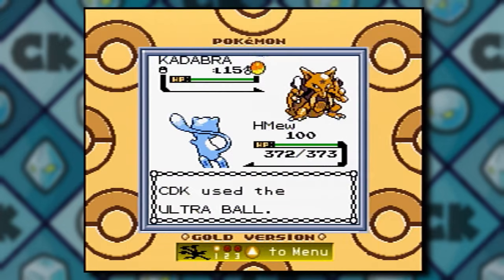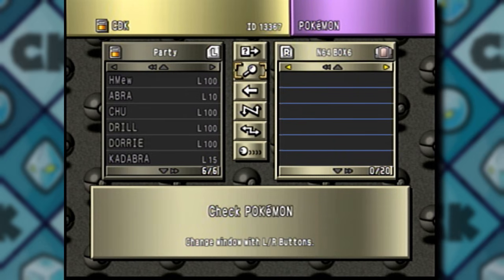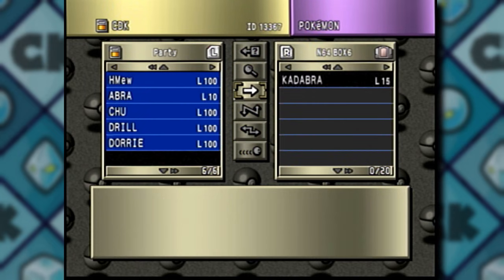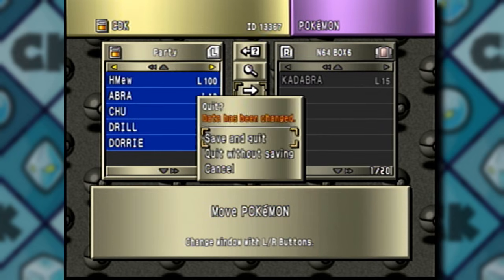For Golem, you can just catch the level 15 Kadabra in Gold and Silver, store it in the box on Stadium 2, and withdraw it to the Japanese version of Blue to get a Golem at level 15. No need to actually trade the Kadabra, so you can skip it evolving into Alakazam.